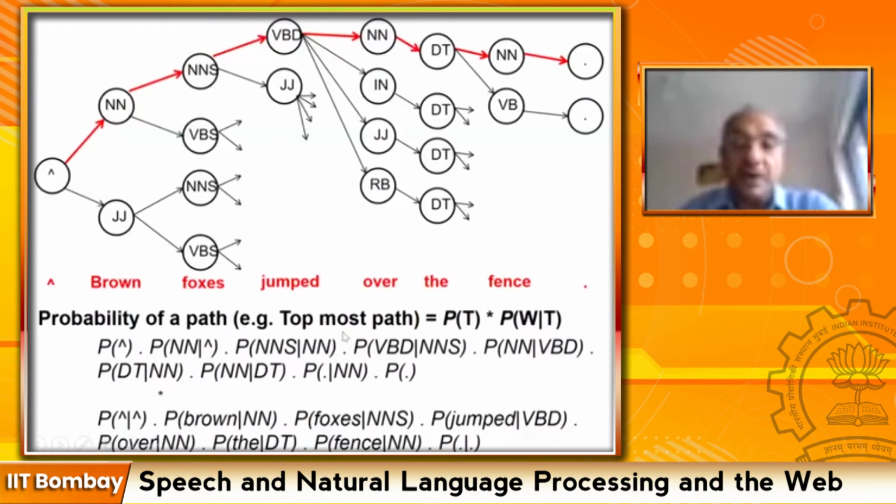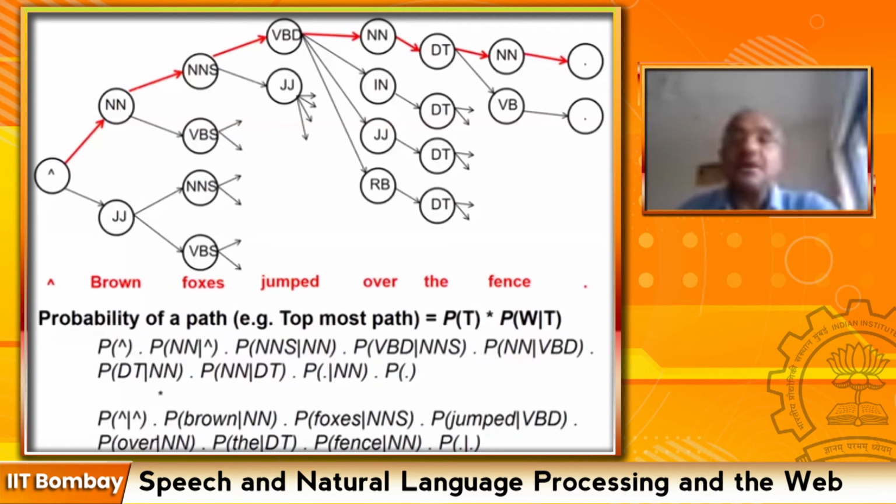So then the probability of a path, I'm taking the topmost path here, namely NN, NNS, VBD, NN, DT, NN. The probability of this particular path is P(T) into P(W given T), which is probability of hat, into probability of NN given hat, into probability of NNS given NN, into probability of VBD given NNS, and so on. These are all transition probabilities, multiplied by probability of hat given hat, probability of brown given NN, probability of foxes given NNS, probability of jumped given VBD, and so on. This is a fairly mechanical task, taking this product of probabilities.